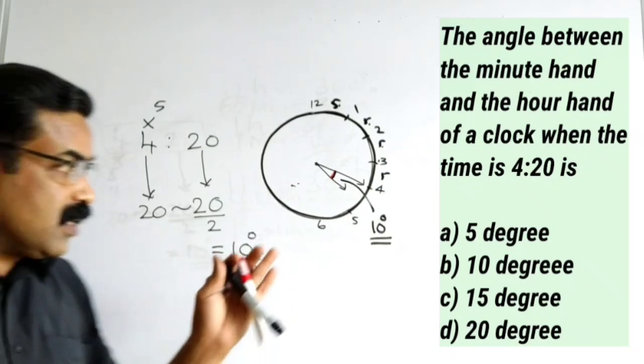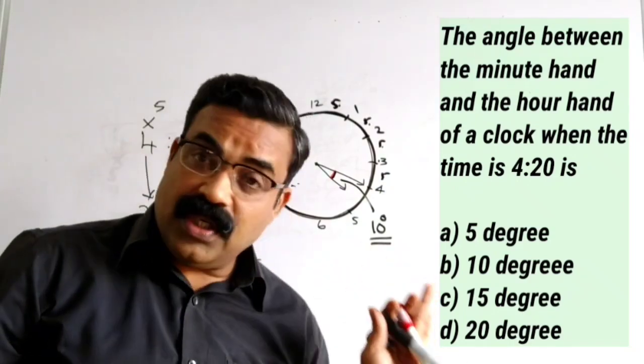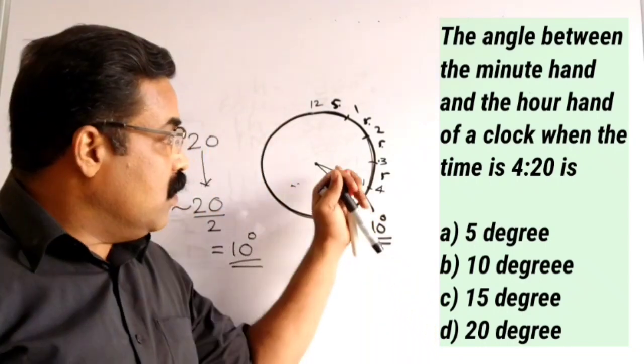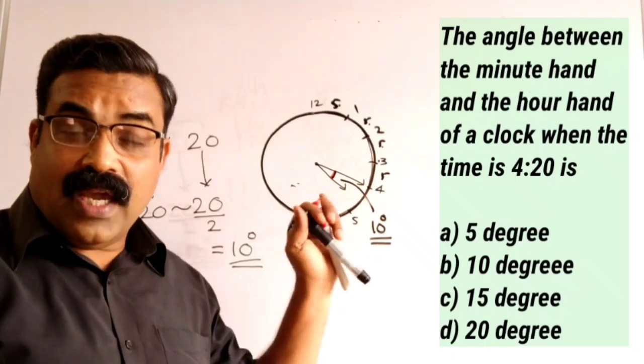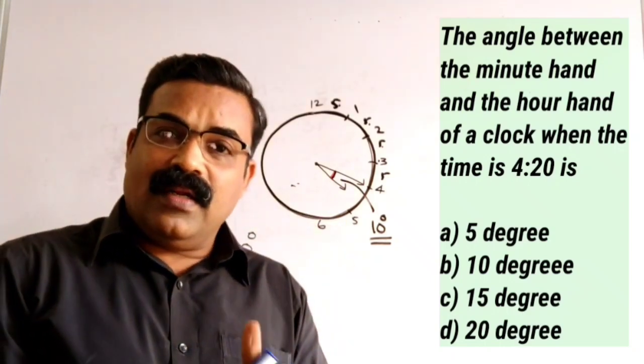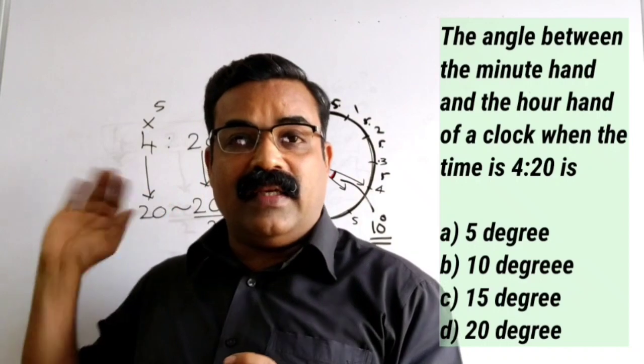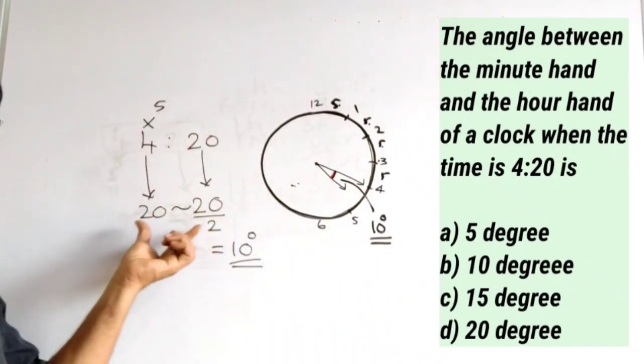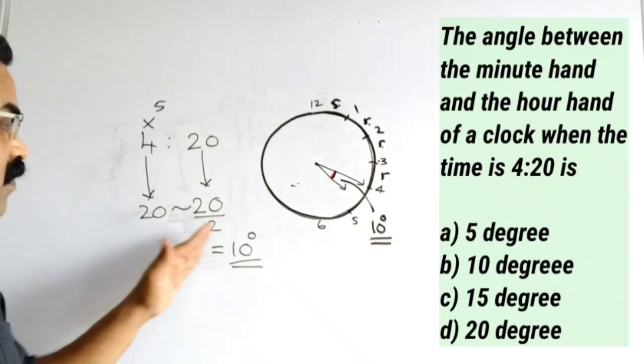So 10 degree is the correct answer from the given options. So this way you can find out the angle between minute hand and hour hand. Okay. So now every question, you will not get a number like this. There will be some difference between the minutes. Here we have 20 and 20, same number.